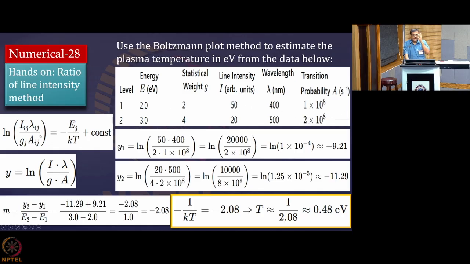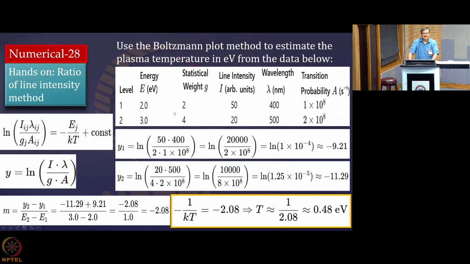So what I will do now is come to here. This involves the wavelength, the statistical weight factor, and the transition probability. All of them are given, and lambda is also given. So this y, the log of this quantity, is known. Now you have two values, y1 for level 1 and y2 for level 2, and correspondingly you have E1 for level 1 and E2 for level 2.